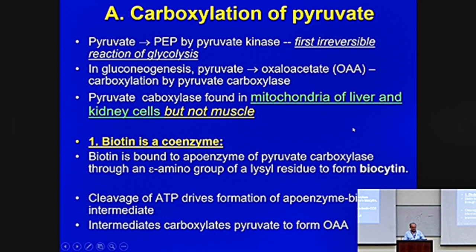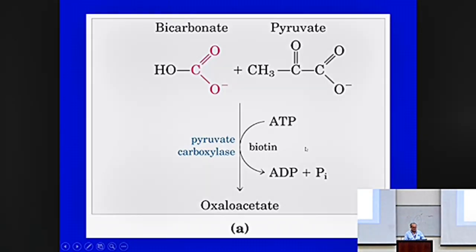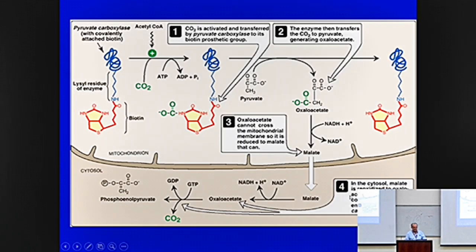2 important things about this enzyme. You're going to need ATP, CO2 for the reaction, and the coenzyme vitamin biotin. Okay? So here's CO2, here's ATP, and this is the coenzyme biotin needed for pyruvate carboxylase. And that, again, will occur in the mitochondrial matrix to form oxaloacetate.